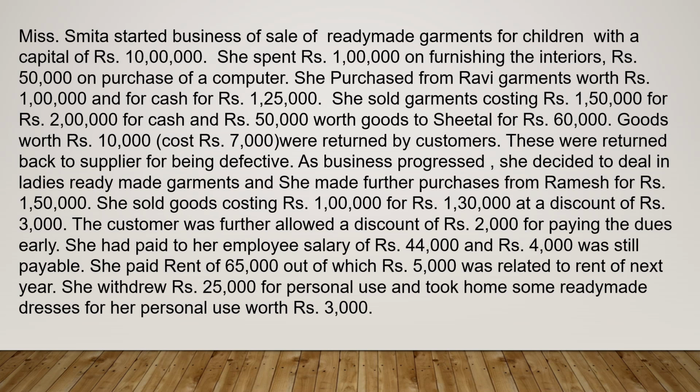The customer was further allowed a discount of rupees 2,000 for paying the dues early. She has paid to her employee salary of 44,000 and rupees 4,000 was still payable. She paid rent of 65,000, out of which rupees 5,000 was related to rent of the next year. She withdrew rupees 25,000 for personal use and took home some ready-made garments for her personal use worth rupees 3,000. Using this particular live example, let us understand the different basic accounting terms.